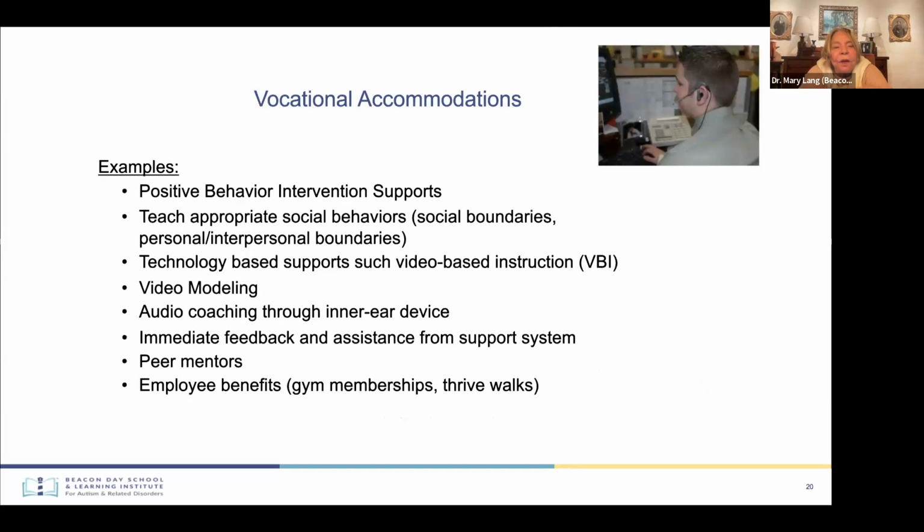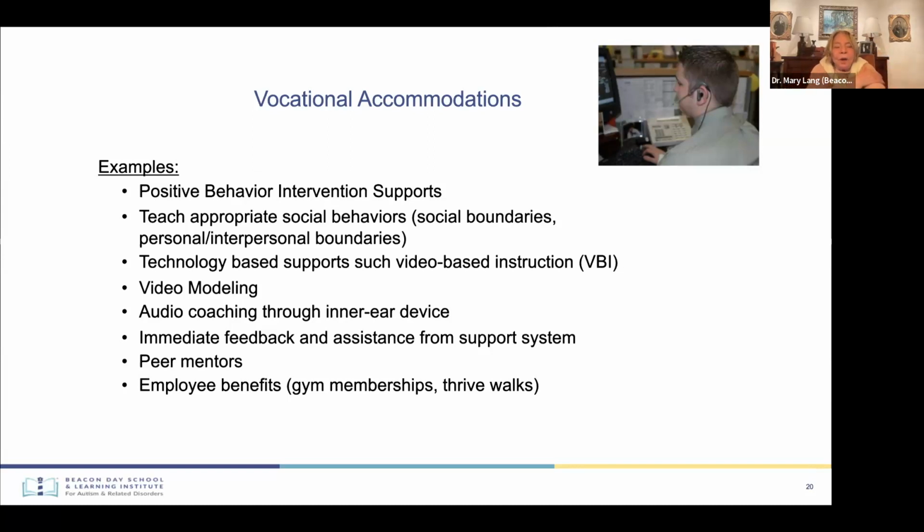Vocational accommodations include positive behavior supports, which we already talked about: social behaviors, social boundaries, interpersonal boundaries that help us learn and be able to communicate effectively, whether verbally or non-verbally, to individuals in our environment. Video modeling is very interesting because when someone wants to teach you something, they can video, for example, how to change a tire, and then you can watch that video over and over again so that you can learn it, and it's not just repetition from that one person.